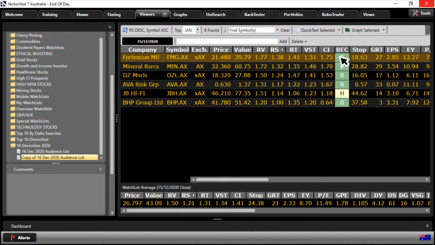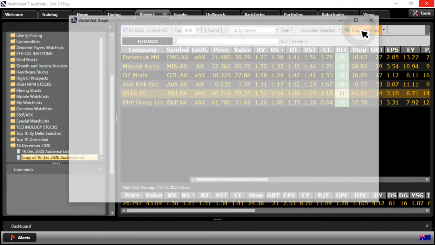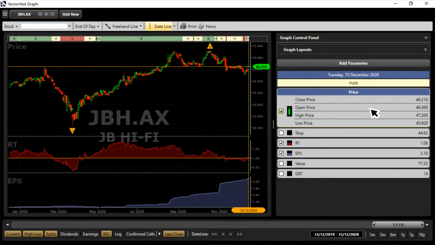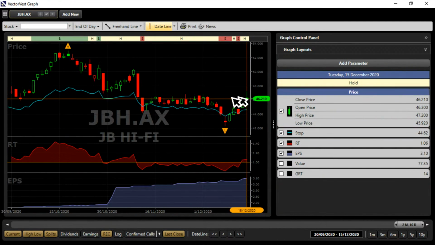To get a buy rating, your VST must be above 1, your RT must be above 1, and price must be diverging away from that stop price. So you see here, we have either buy or hold rated. This one here, JB Hi-Fi, why is it hold rated, not buy rated? Just to show you, if I put in the stop, I'll zoom it in, you see the price is starting to converge towards that stop, just on a pull away again, but on average it is converging towards the stop. That's why it's given a hold rating at the moment.